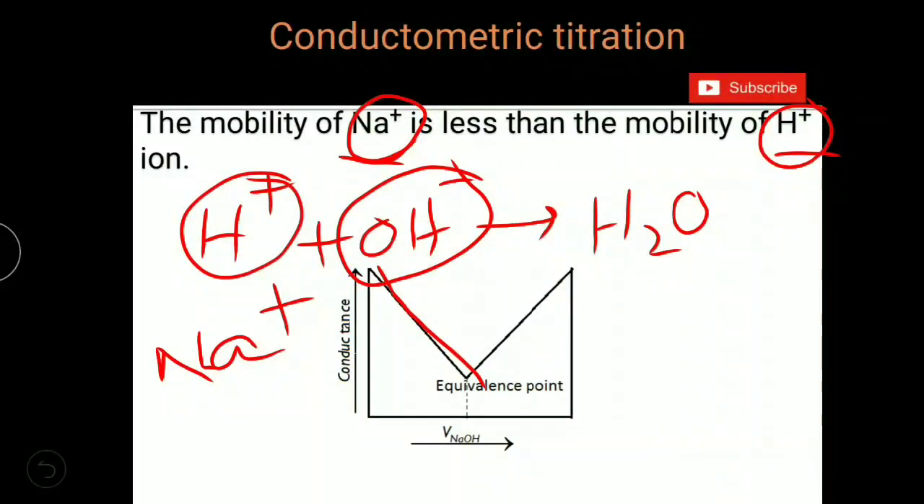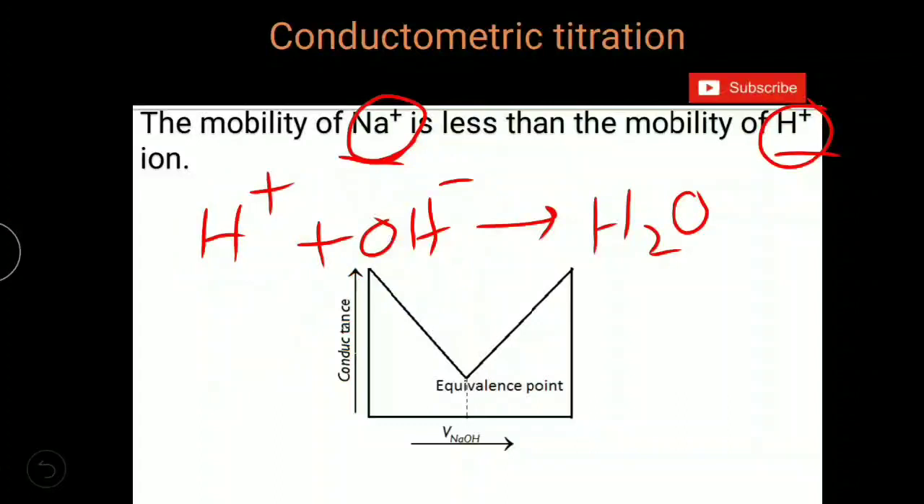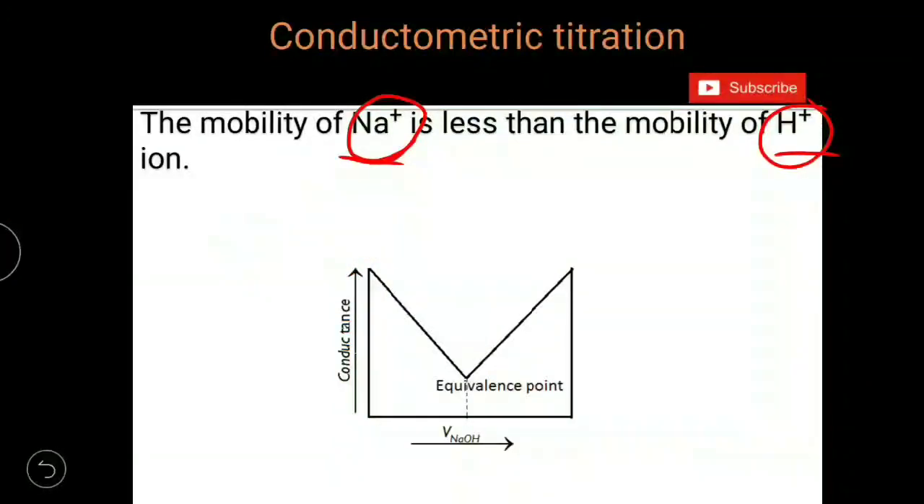So initially the conductance is very high and conductance decreases as the fast moving H+ ions are replaced by slow moving Na+ ions till we reach equivalence point. After the equivalence point, as we add NaOH, OH- ions are getting added to the solution, which are again highly conducting ions. So there will be increase in conductance after the equivalence point.